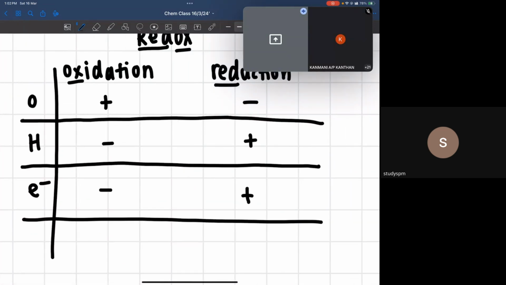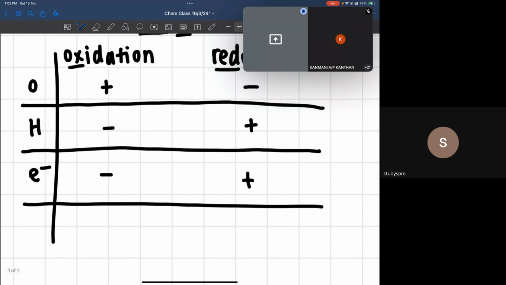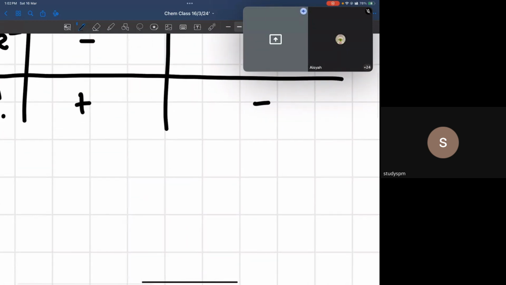And then in terms of oxidation number, this one is very easy. It's almost the same as adding oxygen, reducing oxygen. So oxidation number will increase, and this one will decrease. This one is very similar. Okay? The oxidation number is like Fe2+, Fe3+. This one we call oxidation number.